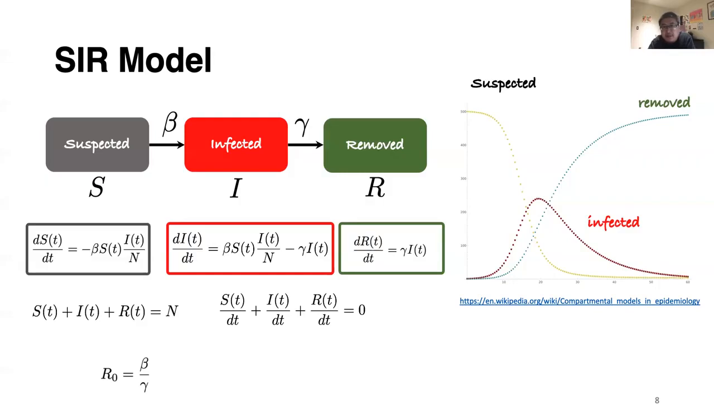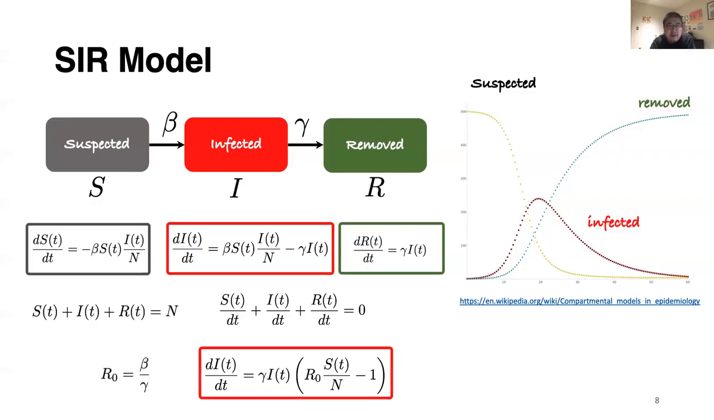And the role of R0 is very important in epidemiology, and if we bring the expression of R0 back to the ordinary differential equation with respect to IT, we can rewrite IT in this format, from which we can see in order to keep IT increasing, we need to have this term in the parenthesis bigger than 0, which is equivalent to, we need to make R0 times S larger than N.